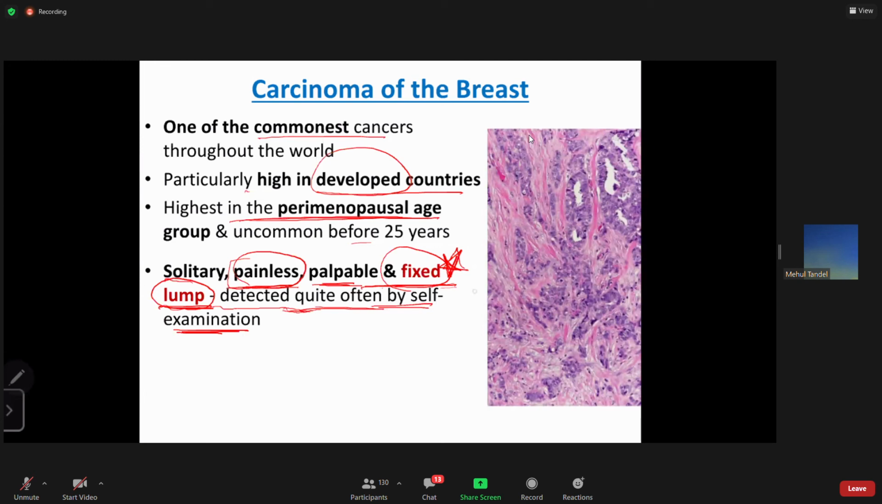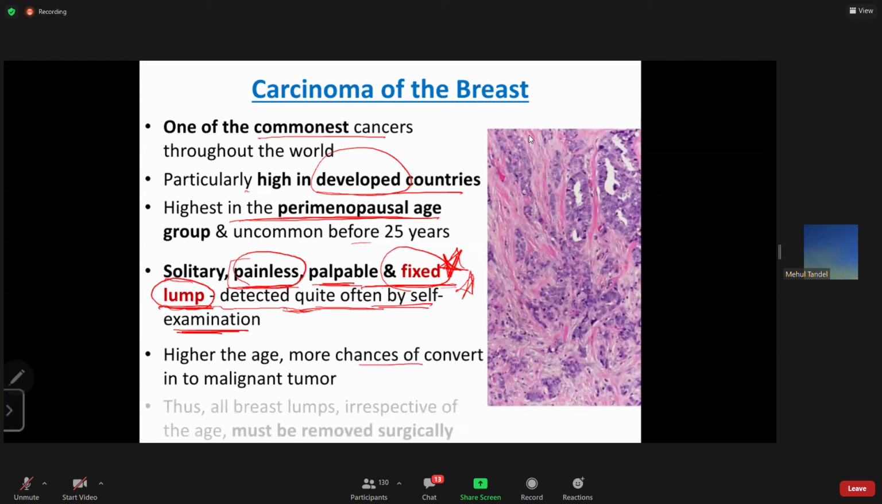And this is the most important feature to differentiate benign and malignant tumor of breast. In benign, just simply, the fibroadenoma is movable and carcinoma is fixed. Higher the age, more chances to convert into a malignant tumor. Thus, all breast lumps, irrespective of age, must be removed surgically. इसलिए उसको surgically remove करना चाहिए. और जैसे एज बढ़ेगी, benign convert into carcinoma.